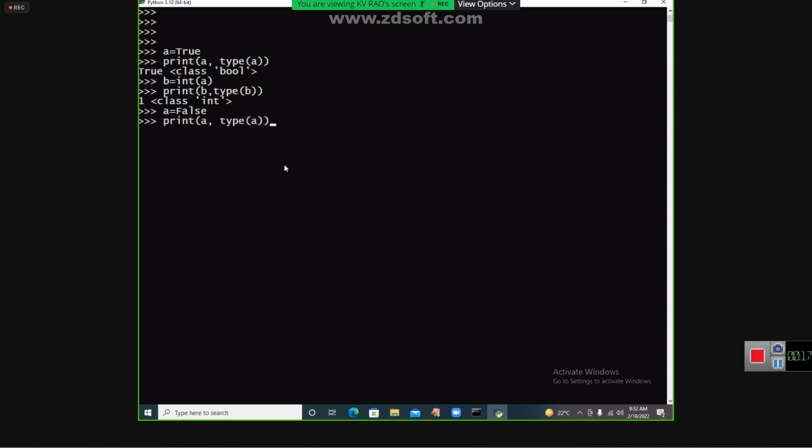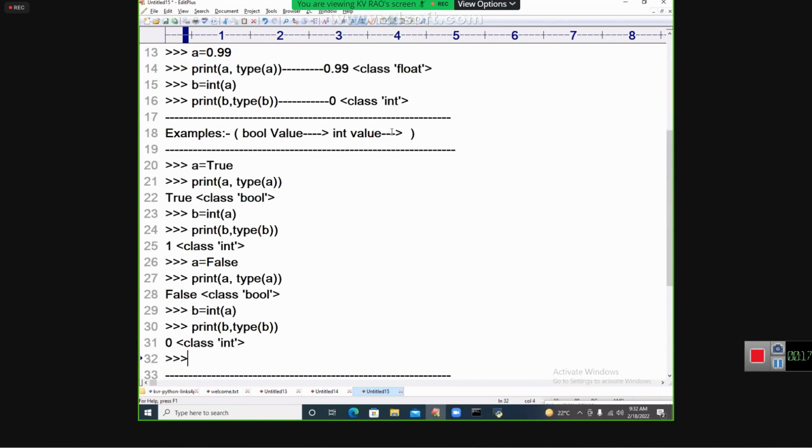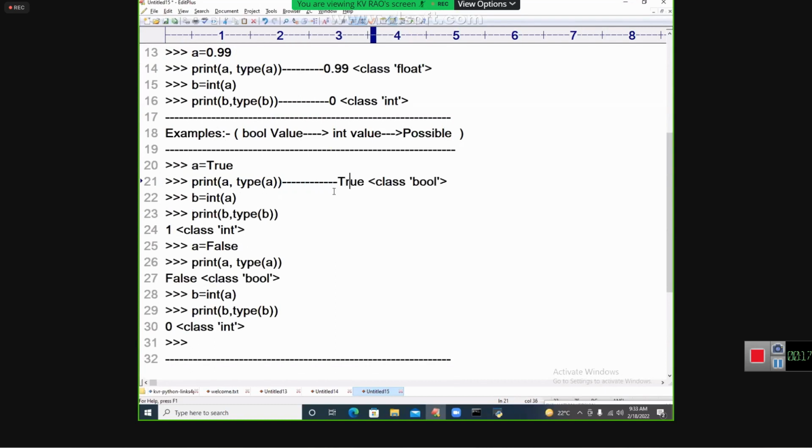Print of A, that is called bool. Convert into that. B is called, what is the value? 0. Beautiful. This is possible or not possible? It is possible. You have to say that it is possible, sir. Beautiful, sir. Now we got the answer here. No more doubts will come.